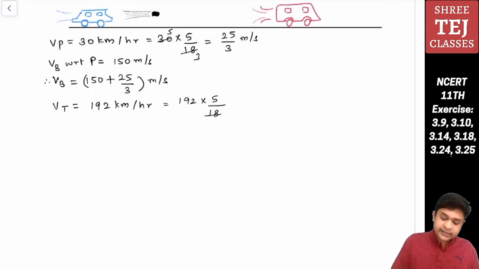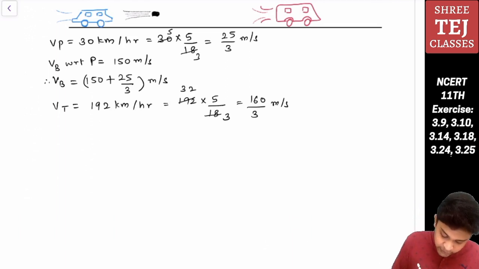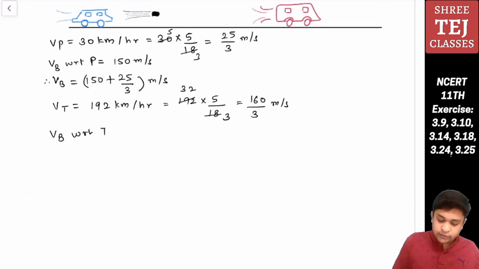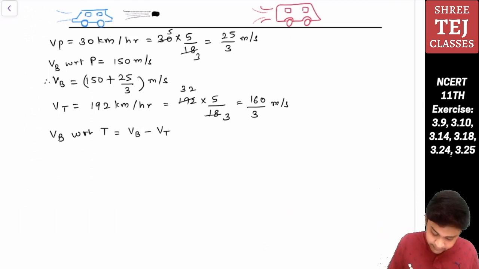So 6 3s are 32. So it is 160 upon 3 meter per second. Now we just have to find what will be the relative velocity of the bullet with respect to the thief car. So velocity of the bullet with respect to the thief's car would be Vb minus Vt, because both of them are moving in the same direction.